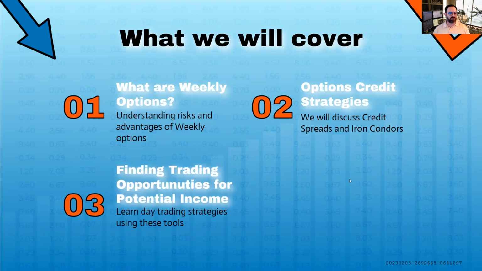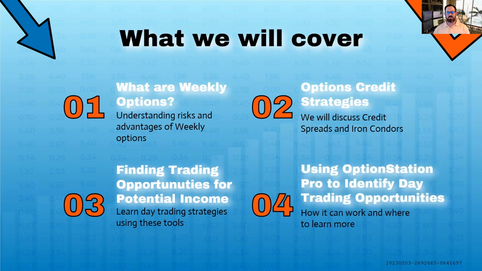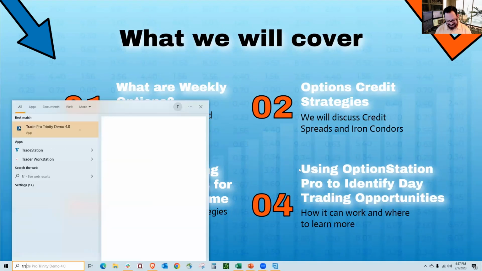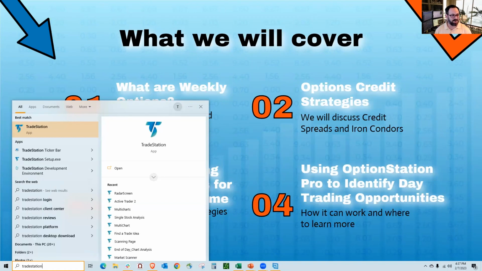We're also going to talk about finding trading opportunities for potential income on an intraday or regular basis rather than looking at long-term. Many people that trade options typically look at them from a long-term perspective where they might be in a position for at least a couple of weeks to a few months. However, with these new weekly options, you can actually take positions intraday for potential income, as I said, but there are risks involved, obviously. And we'll talk a little bit about using OptionStation Pro, which I realized I just forgot to log into. So I better open that up.